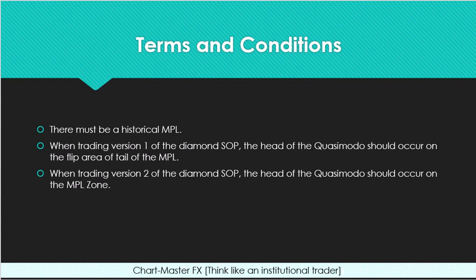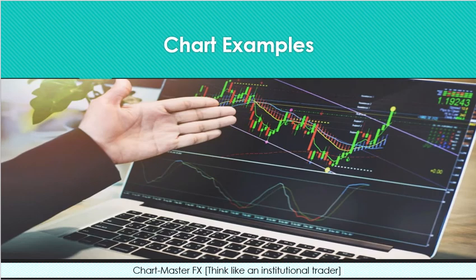And on version number 2, when trading version number 2 of the diamond SOP, the head of the Quasimodo should occur on the MPL zone. That's the critical condition that I was telling you about. So these are, guys, the terms and conditions of the diamond setup. So let's go straight to the chart examples, so that we can be able to spot these things in the live market.